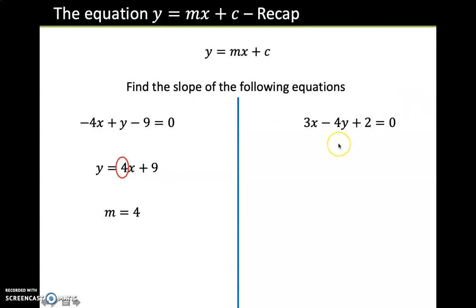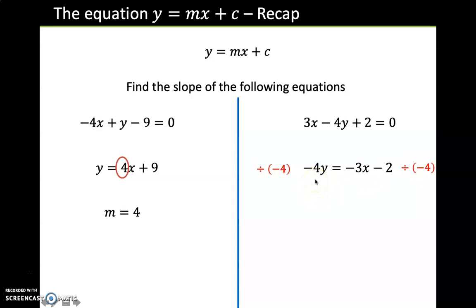Now this one is a little bit more complicated, but quite similar to the example, okay? So you've got 3x minus 4y plus 2 equals 0. So follow the same rules. We want the minus 4y on the left-hand side and the 3x and the 2 on the right-hand side. But when the 3x goes over, it changes to a negative, and when the plus 2 goes over, it changes to a negative. So this is what we've got left with now. We want it to be just a y on the left-hand side. So in order to get rid of this minus 4, we're going to divide by minus 4. But because of the equals, what we do to one side, we must do to the other. So we're also going to divide by minus 4.